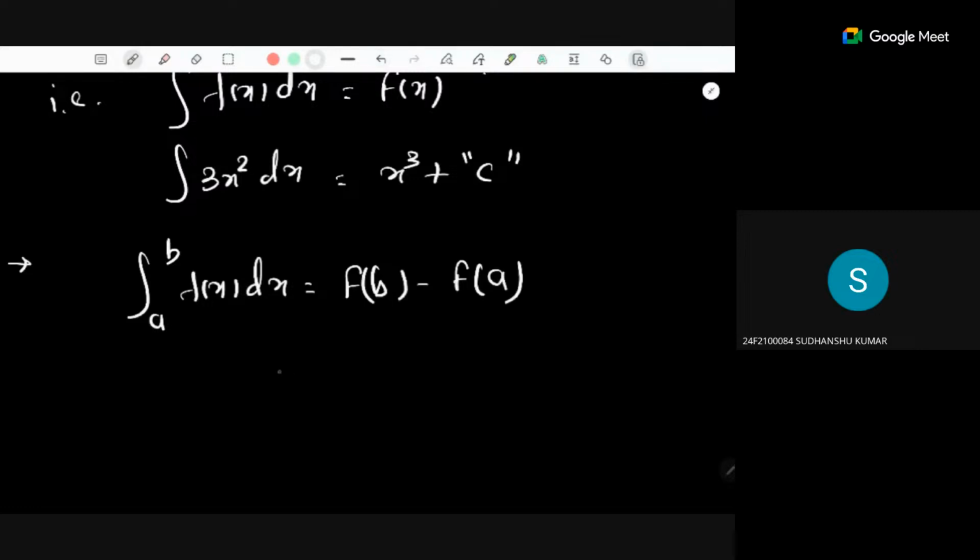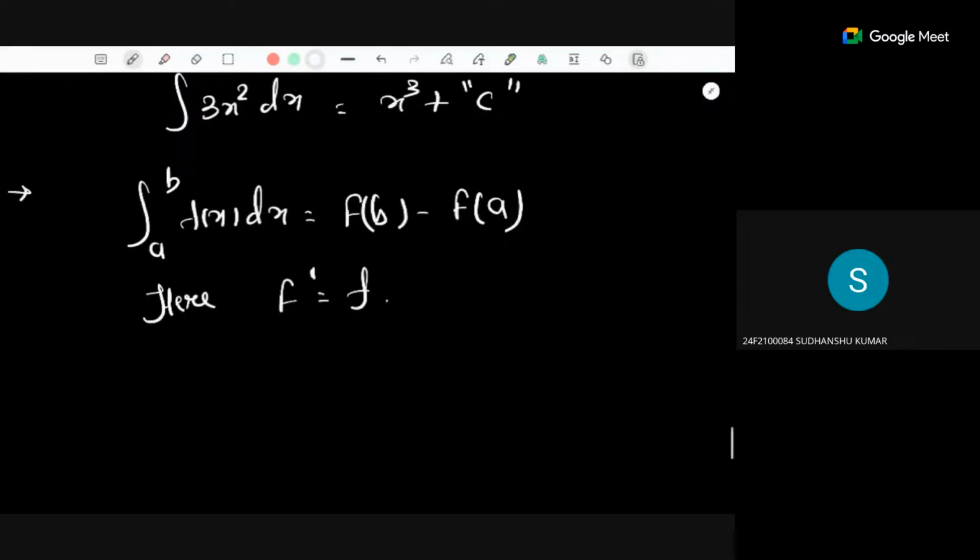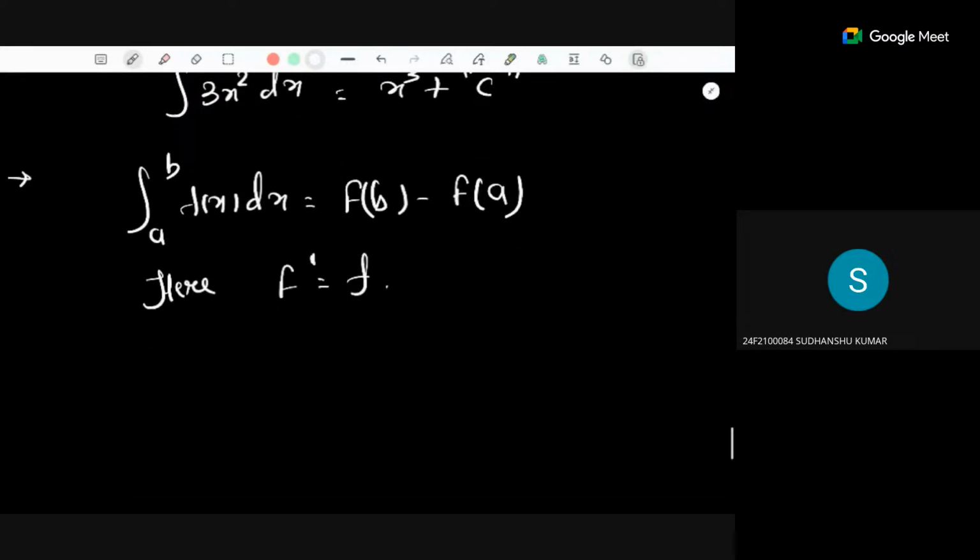Right? And what is the f function? So here, this F dash is nothing but small f. That means capital F is nothing but the antiderivative of the small f function. Okay, so this is known to be the definite and indefinite integration.